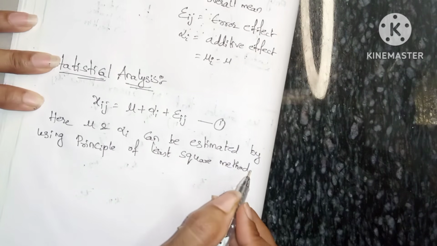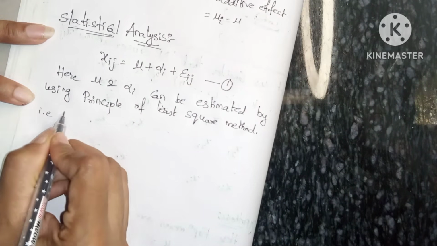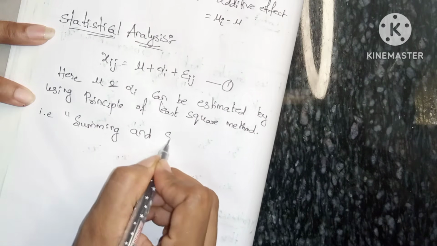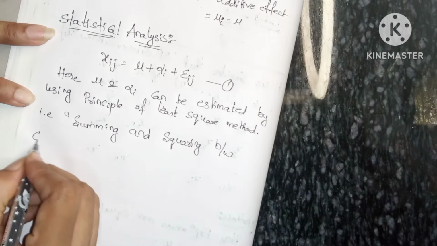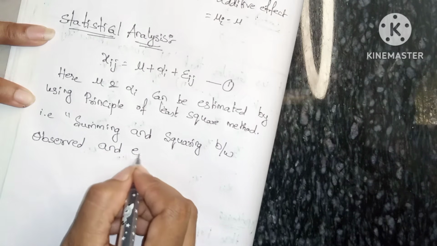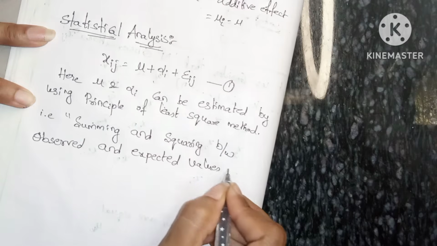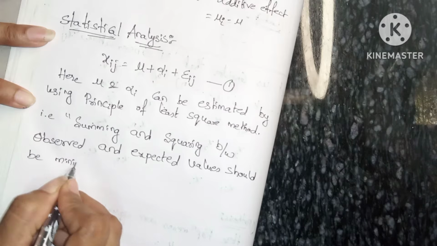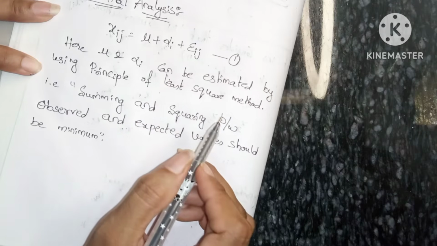So what is the definition of the principle of least square method? That is nothing but summing and squaring the differences between observed and expected values should be minimum. Okay, so this is the definition for the principle of least square method.